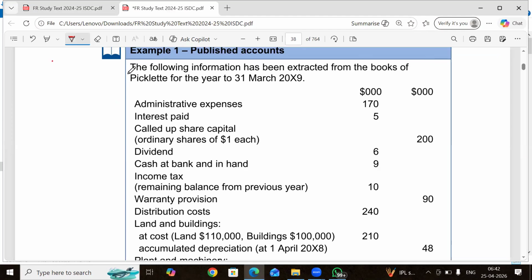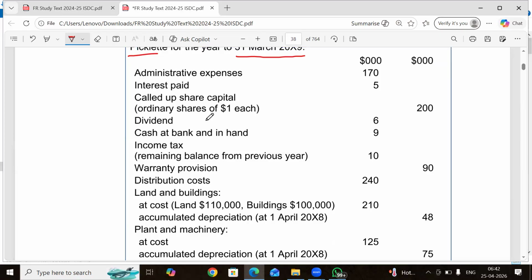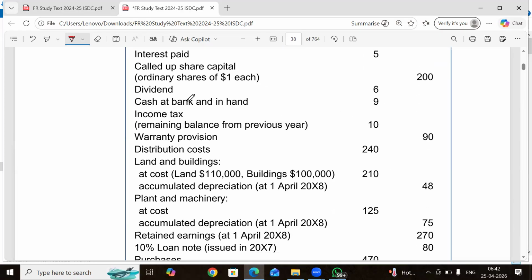So here we are. The following information has been extracted from the books of Picklette for the year to 31st March 2009. Administrative expenses, interest paid, share capital, dividend, cash at bank, cash in hand, income tax, the remaining balance from previous year.